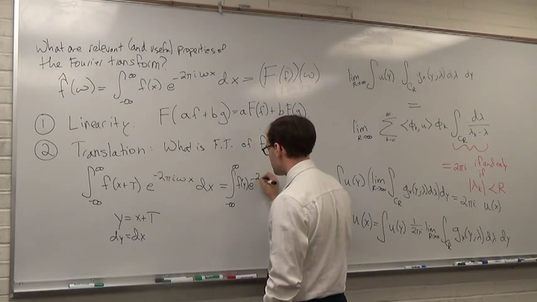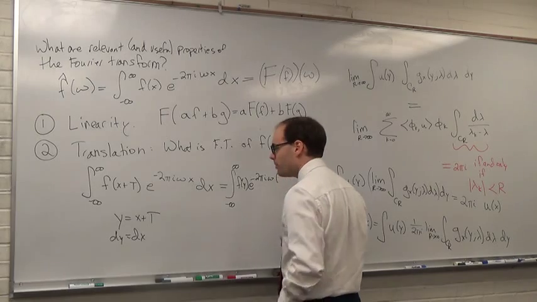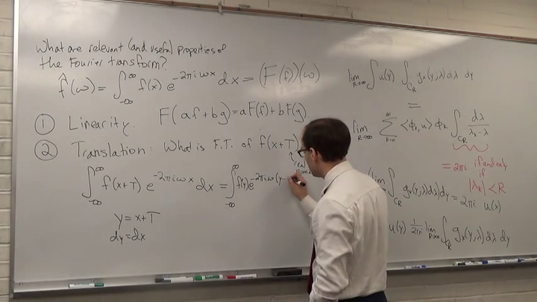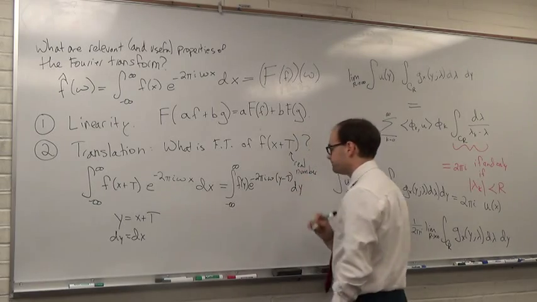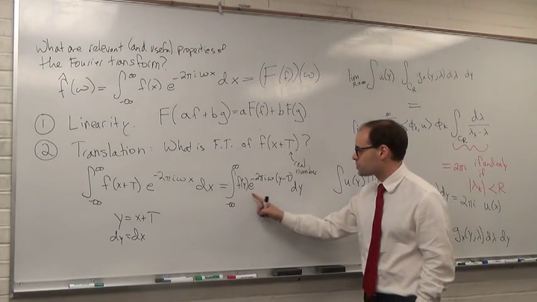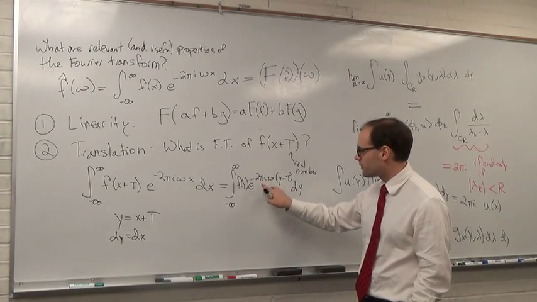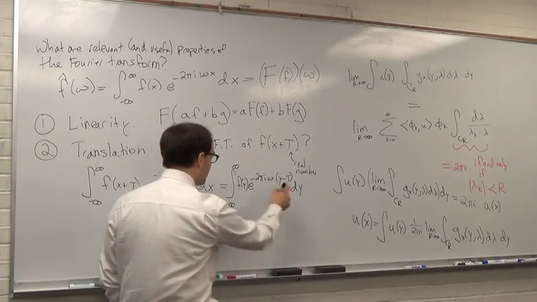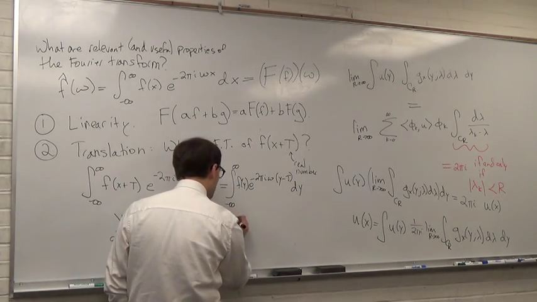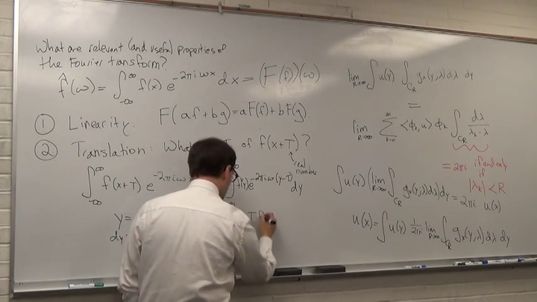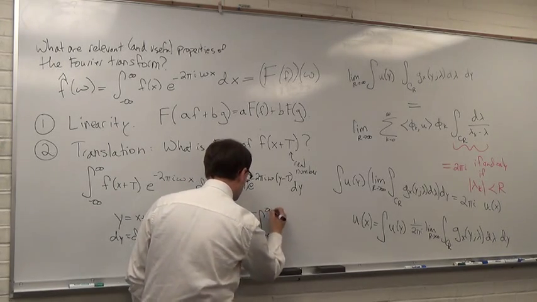times e to the minus 2 pi i omega, but now what do I get? y minus T. Notice this is an integral with respect to y. So if I multiply this out, I get something I can pull out: e to the 2 pi i omega capital T times this whole stuff.